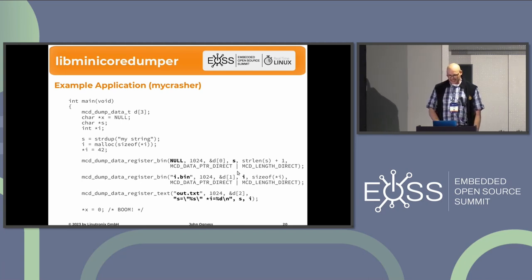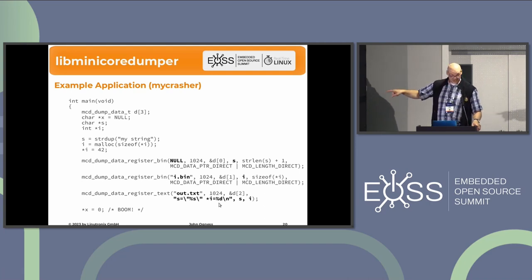I can also do a binary dump of I, and in this case, I say I want it to go into an external file. I don't want it to go into the core dump itself. And I can also register some text, and I would like that to be called out.txt, and I would like it to say s equals, quote, the value of the string, and then the value of the resolving I.